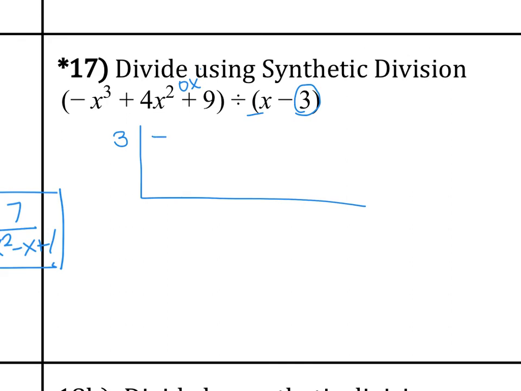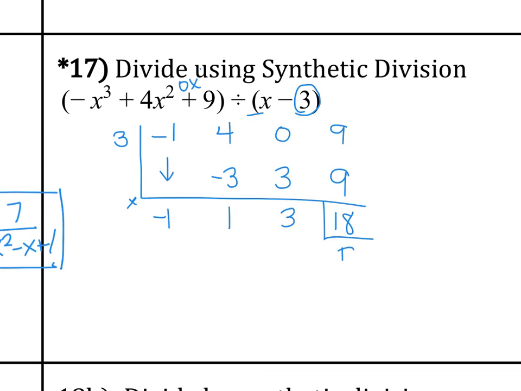So we'll write the coefficients, -1, +4, 0, and 9. The very first thing you do when you're doing synthetic division is you bring down that first term, -1, and then you multiply. 3 times -1 is a -3. It goes here. Then you add it. 4 minus 3 is 1. 3 times 1 is 3. And then 0 plus 3 is 3. 3 times 3 is 9. And then 9 plus 9 is 18.